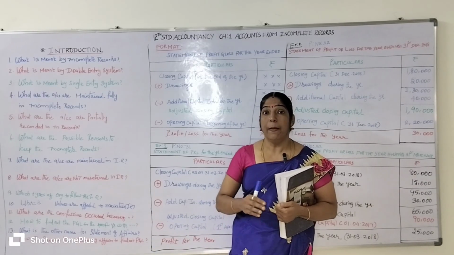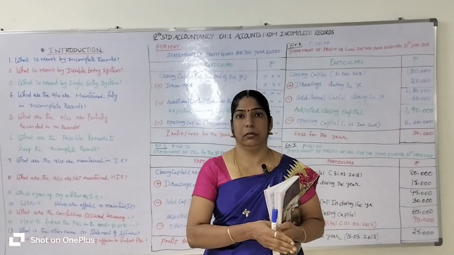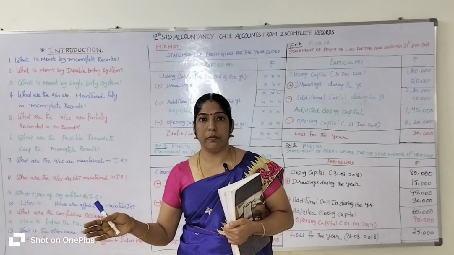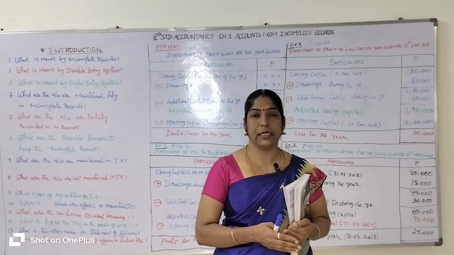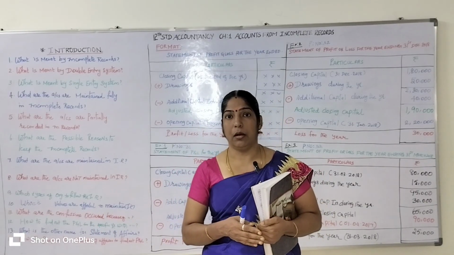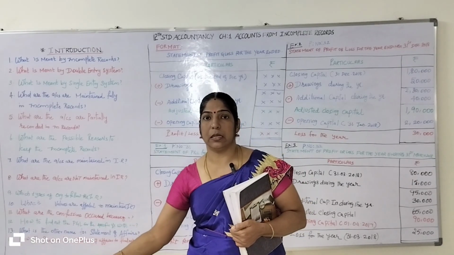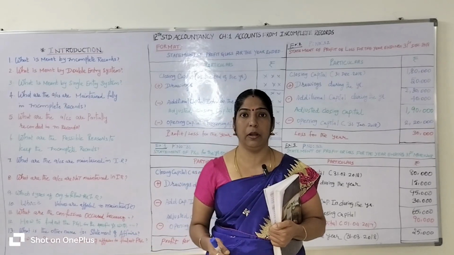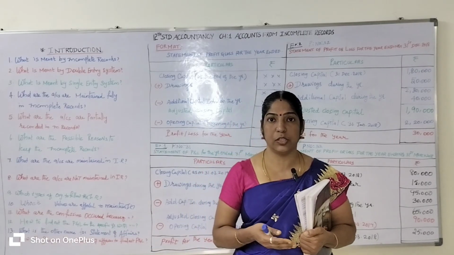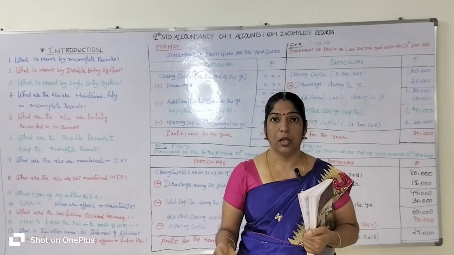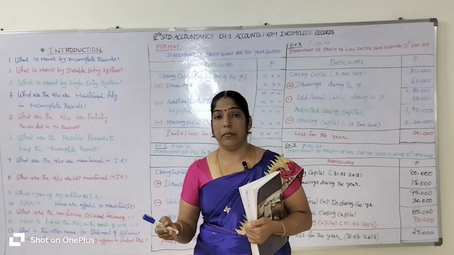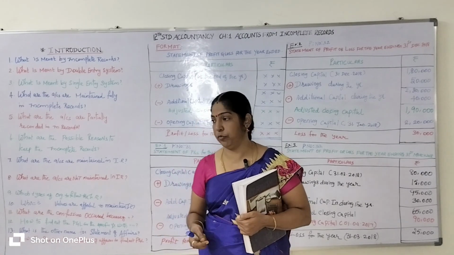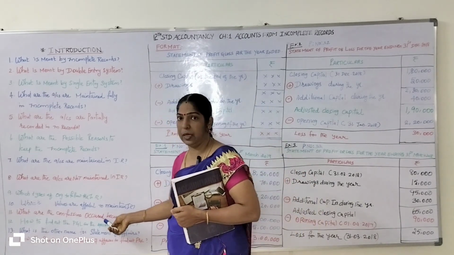For example, personal accounts get mixed up with business accounts, which means the personal transactions of the owner are mixed up with the business transactions. For example, goods purchased for the owner's own use are mixed up along with the business purchases. This is the major confusion that occurs because of incomplete records.